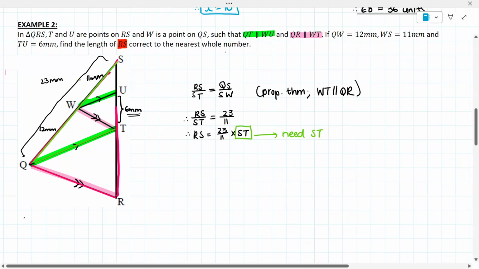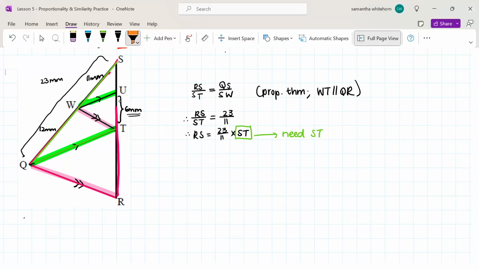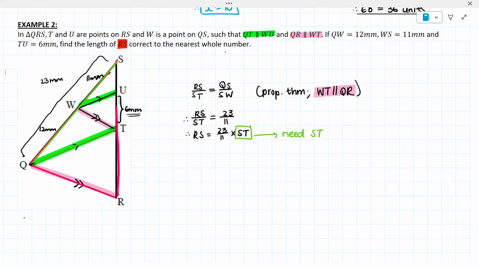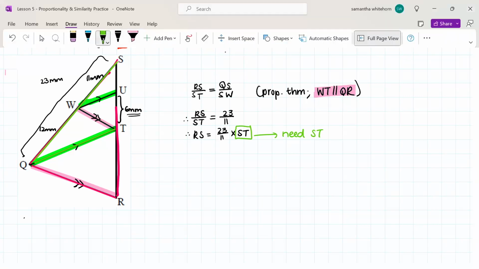Now I've just worked in the pink triangle. So these parallel lines that I use, WT and QR, in order to use the first set of prop theorem, this was in the pink triangle. I haven't yet used the green parallel lines, so I'm going to have to use them at some point. And as I said earlier, this is how we're going to find ST.